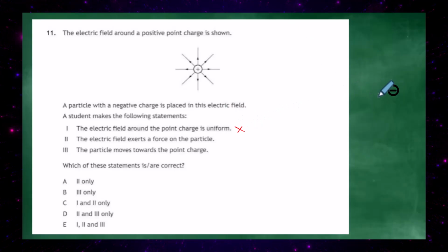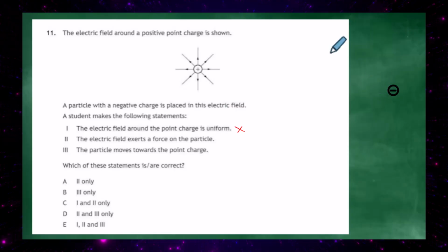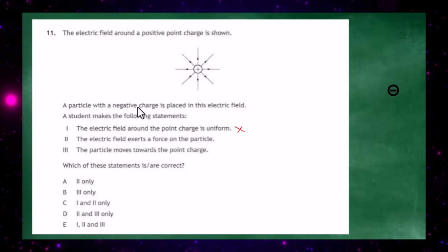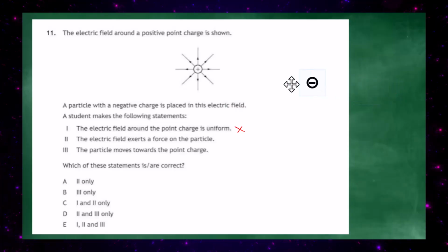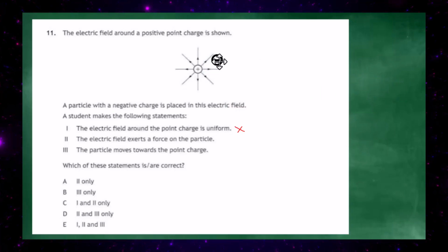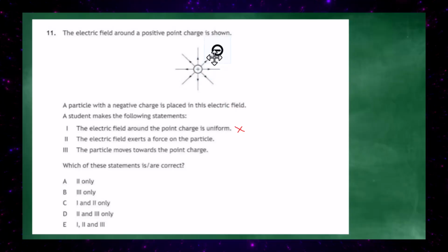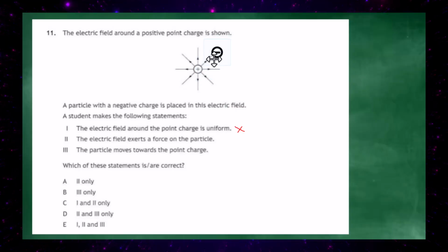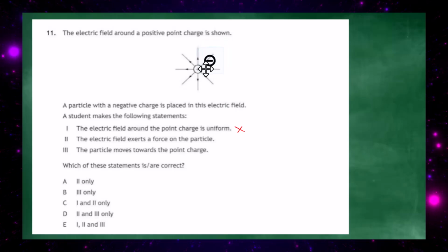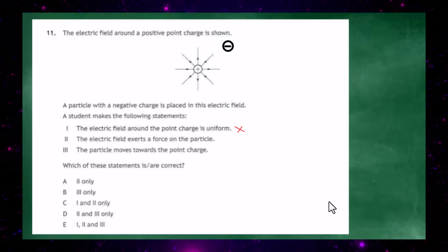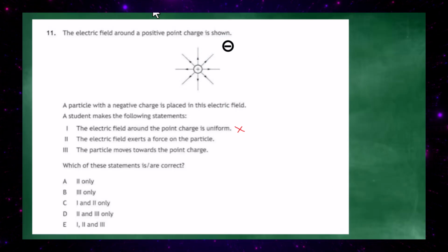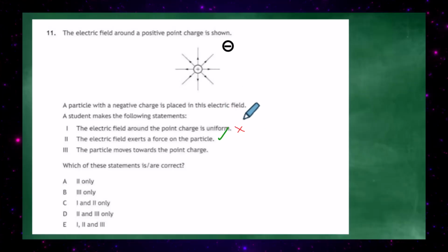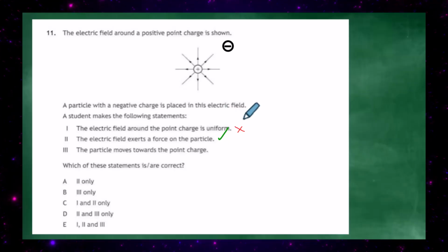We'll put a cross through that one. The electric field exerts a force on the particle, and we know a negative charge is placed in the electric field. So we place a negative charge in this electric field, it will be attracted towards the point charge. In other words, it will go in the opposite direction of the arrows of the electric field. It will have a force exerted on it in that direction. So we can say the electric field exerts a force on the charged particle, and we can say that one is correct. Statement number 3, the particle moves towards the point charge.